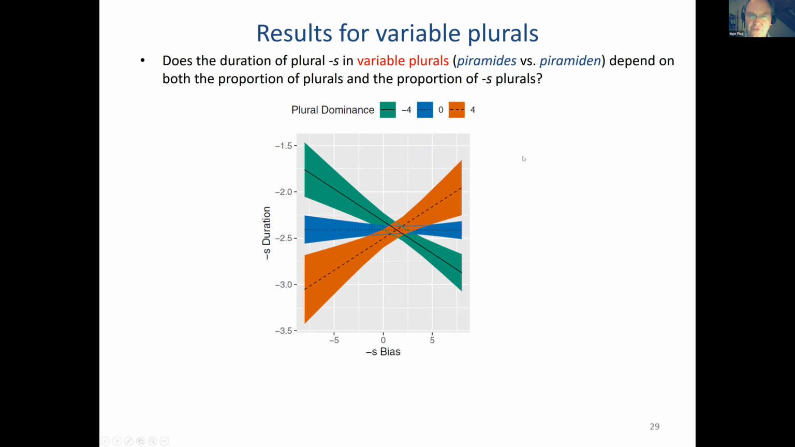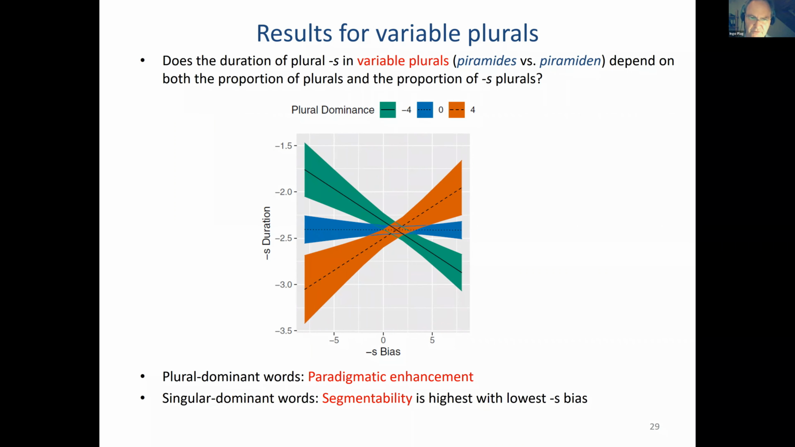So for plural dominant words, those are the ones in orange, we see that the more S plurals we get among these many, many plurals, we get longer S durations. Again, this is paradigmatic enhancement. For the singular dominant words, we find the opposite effects. That's the green line. And now this may be a bit surprising, and it's not so clear what really the story is for those.